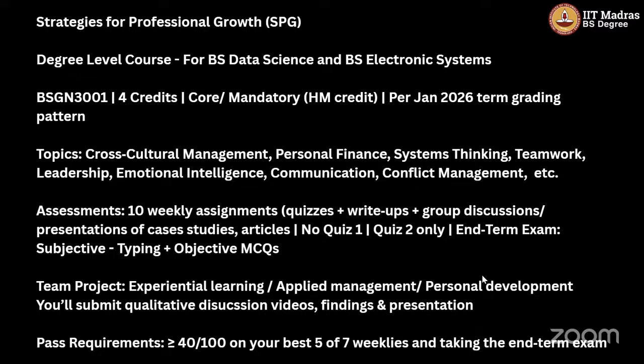So 10 weekly assignments, 15 marks, 1.5 each. So please bear that in mind. And in terms of time commitment, you would be required to spend 2 to 2.5 hours per week for this course. Therefore, if you are planning to combine this course along with any other degree level courses, please plan accordingly.